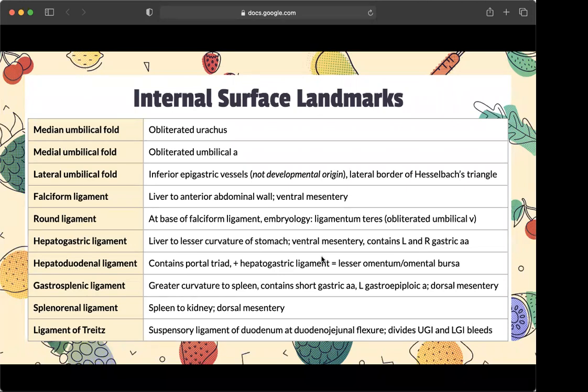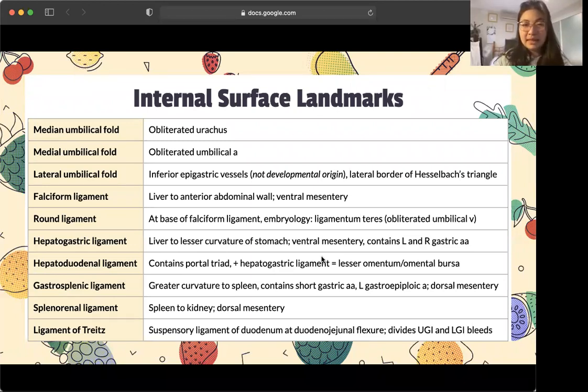Notably as well, we just want to remember that the hepatoduodenal ligament runs along that free border of the lesser omentum and contains the portal triad. We'll touch on this again later.